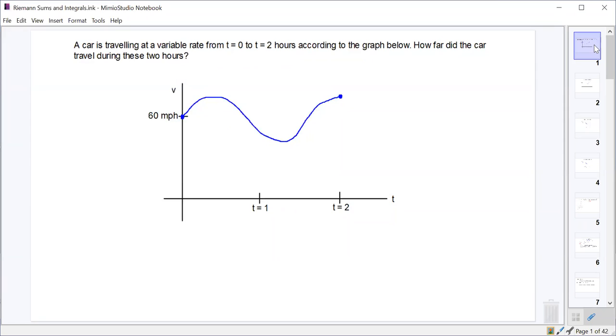All right, so suppose we have a car that is traveling at a variable rate from t equals 0 to t equals 2 hours. Here's the graph. We want to know how far the car traveled during those 2 hours. How far did the car travel?